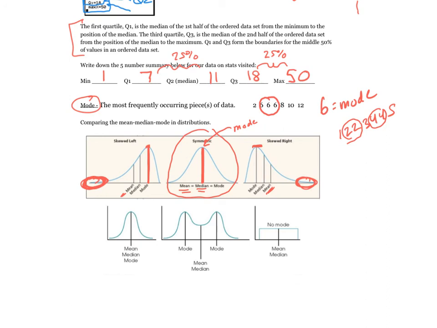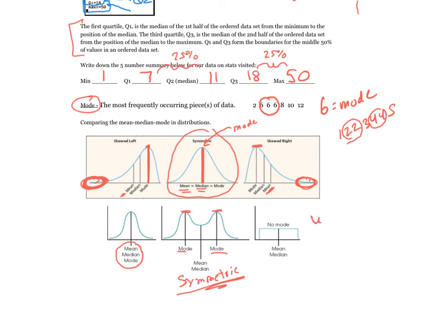Here's another example. This one is unimodal symmetric. The mean, the median, the mode are all the same. Here's a bimodal distribution. So there's 2 peaks, so 2 modes. But notice that the distribution is still symmetric, which means that the mean and the median will be in the same spot. Okay? Anytime the distribution is symmetric, the mean and the median will be in the middle.